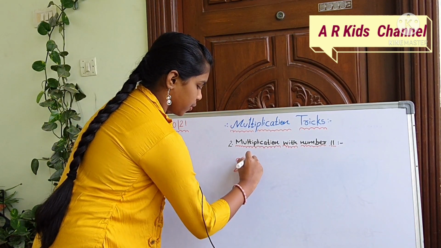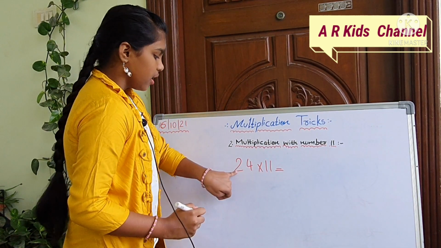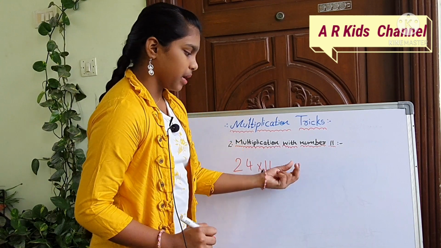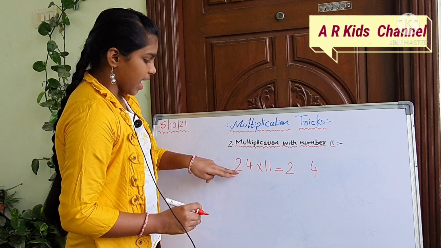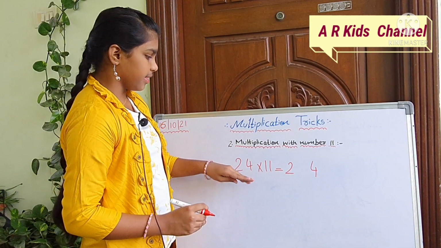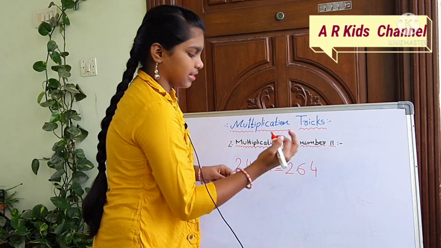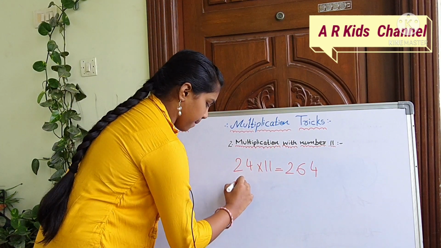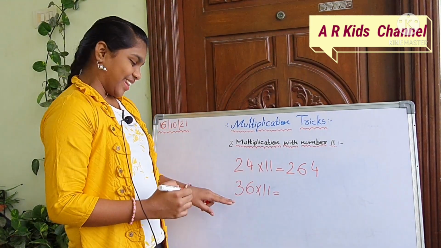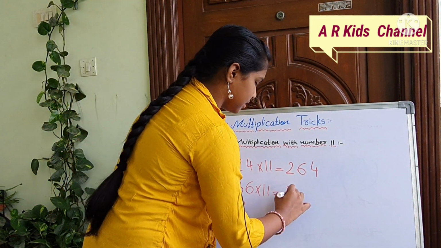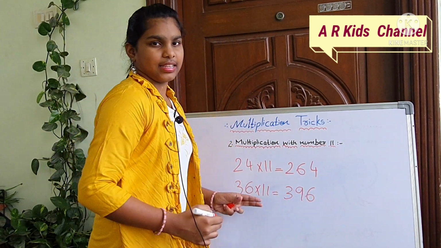So if they ask you 24 into 11, you can solve within seconds. You need to write 24 as it is, by giving a gap between the 2 and 4. Now you need to add this number 2 and 4 and write the sum in between. 2 plus 4 is 6 and your answer is here. Next, solve another example. 36 into 11. Here you need to follow the same process. 3 and 6 here. 3 plus 6, the sum is 9. So our answer is 396.